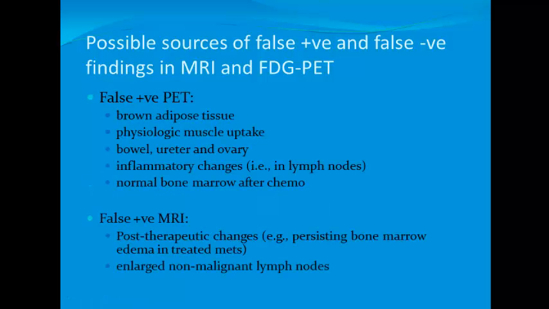False positive PETs, well, the trick of interpreting PET is oftentimes trying to figure out what's normal, what's physiologic and what isn't. So brown fat, physiologic muscle uptake, bowel, ureter, ovary, inflammatory changes, or normal bone marrow following chemotherapy, for example, might be false positives. What about with MR? Well, post-therapy changes are always the issue. Is it post-therapy or is it recurrence of disease, for example?